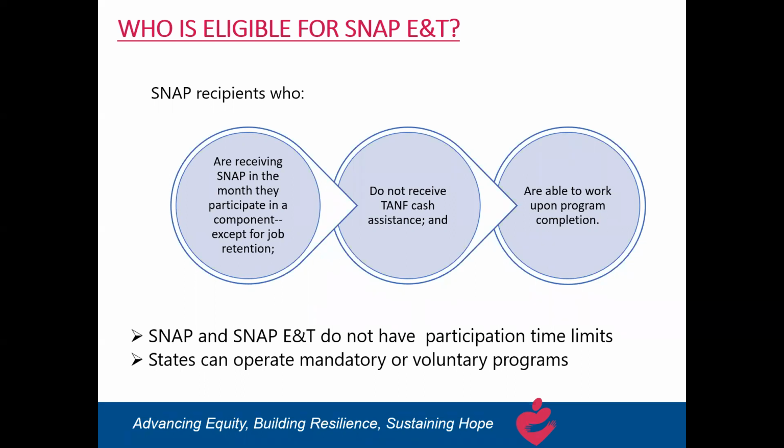Then, of course, the main goal of the program is that the person gets a job at the end of their training or skill development, so it's really important that they're able to work upon completion of the program. There are no time limits, unlike TANF. There's no time limits in SNAP or SNAP E&T. So they can participate as long as it takes for them to gain the skills and everything they need to get a good job. And then states have, again, some flexibility. They can operate a mandatory program or a voluntary program, or a combination of both too. Next slide.